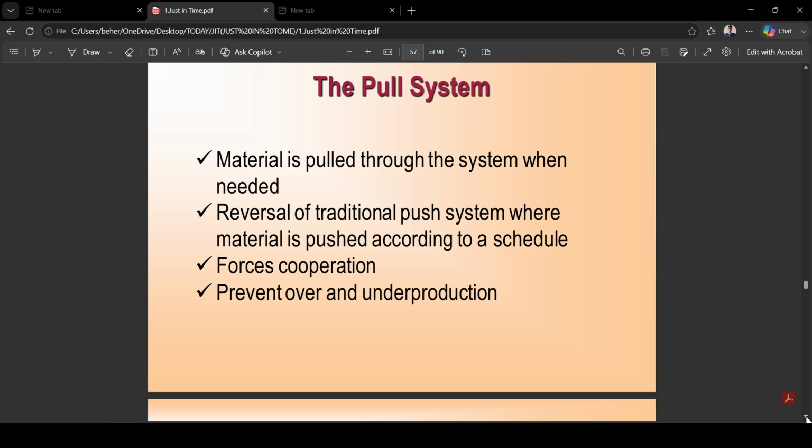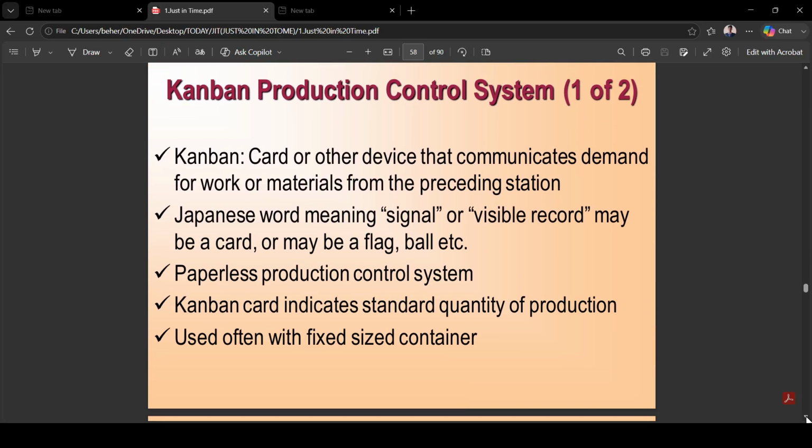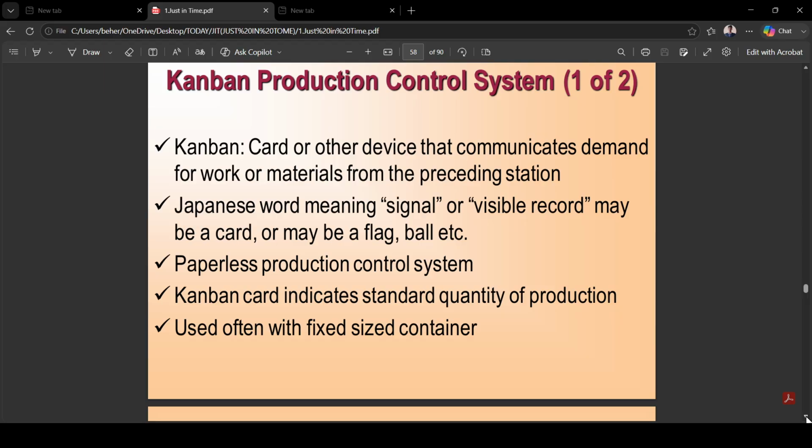Forces cooperation. Prevents over and underproduction. Kanban production control system. Kanban is a card or other device that communicates demand for work or material from the preceding station. It is a Japanese word meaning signal or visible record; it may be a card, a flag or a ball. A paperless production control system. The Kanban card indicates standard quantity of production, used often with a fixed-size container.